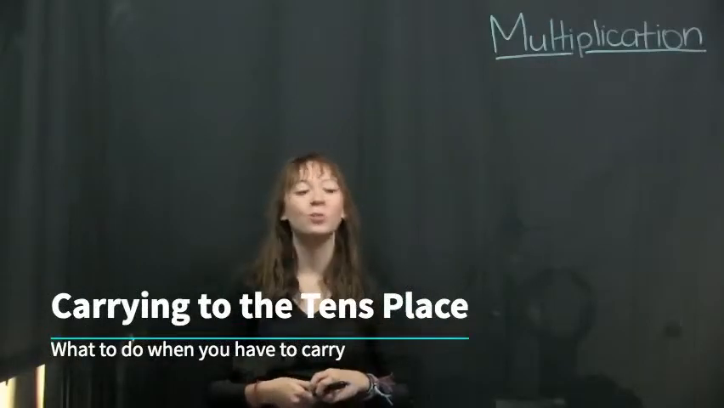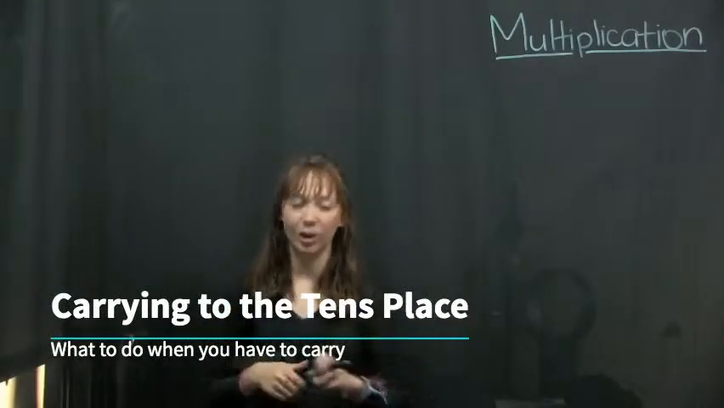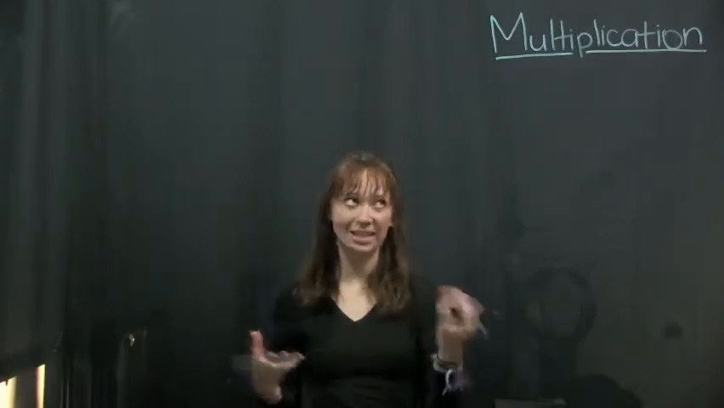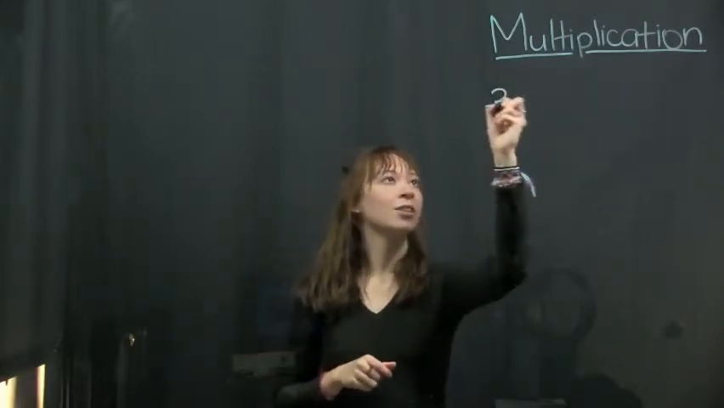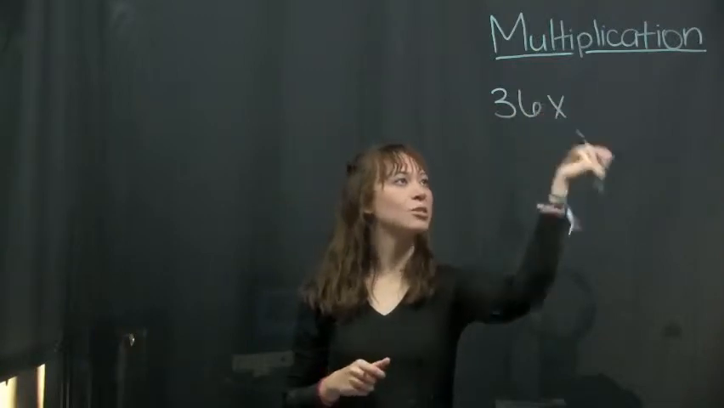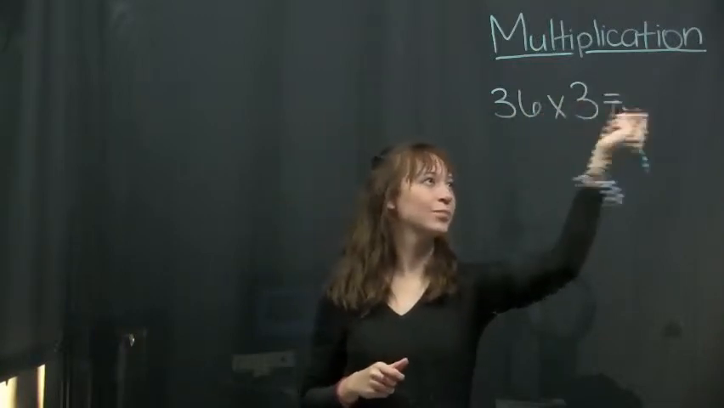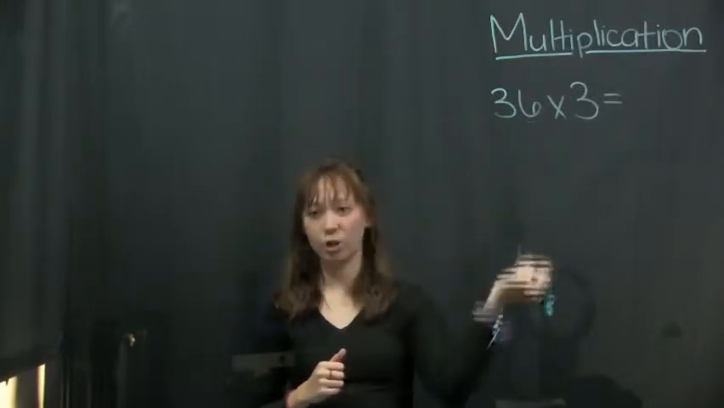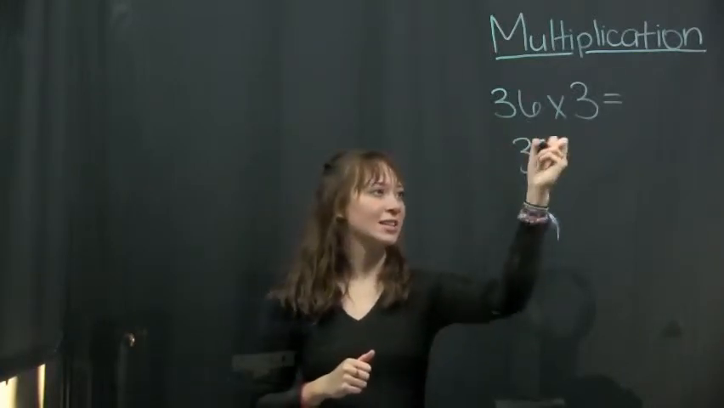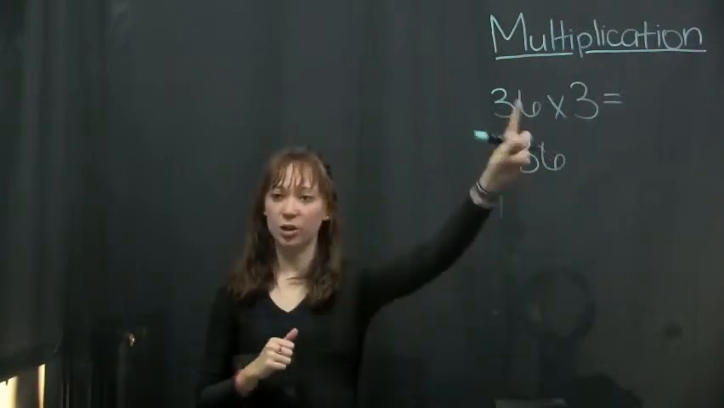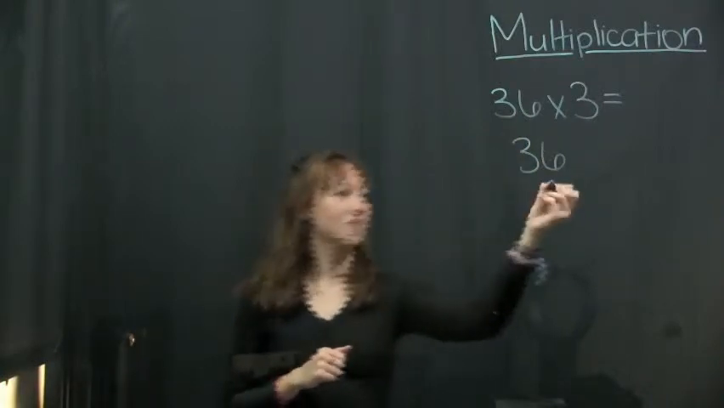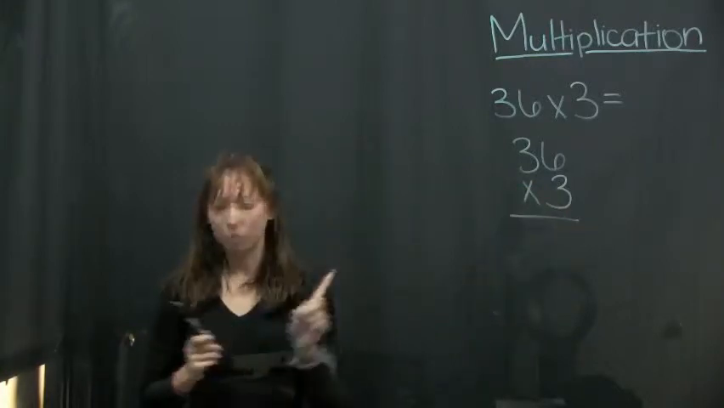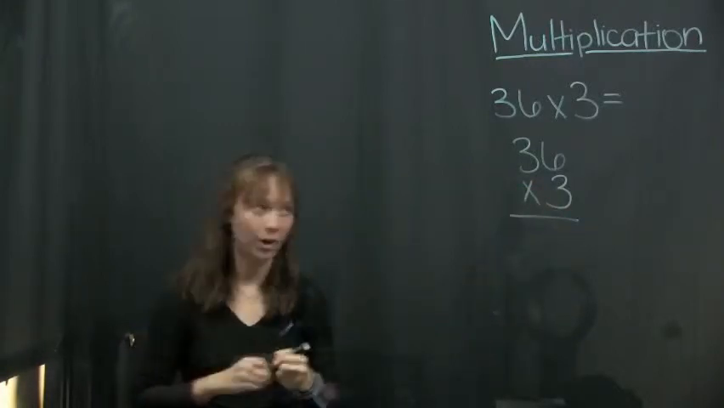Now that we've learned how to multiply a two-digit number by a one-digit number, we're going to see what happens when we have to carry a digit, just like in addition. So if we have 36 times 3. We're going to do the same setup that we did before, and we're going to put the bigger number on the top. So that's 36. And then you're going to put the 3 and drop it right below the ones place. So that's your 3. And now we're going to use the same process that we did before.